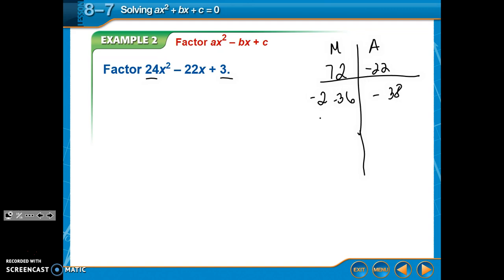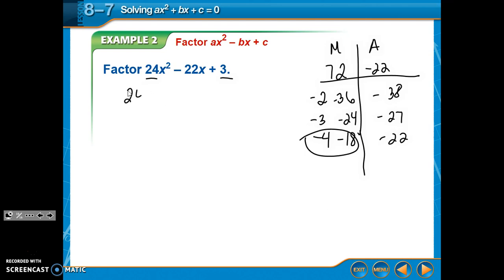72 is also divisible by 3, so I can say negative 3 and negative 24. If I add those, I get negative 27, which is still not negative 22. So we keep going. 72 is also divisible by 4, so negative 4 and negative 18. When I add those, I do get negative 22. So my choices that I'm going with are negative 4 and negative 18.